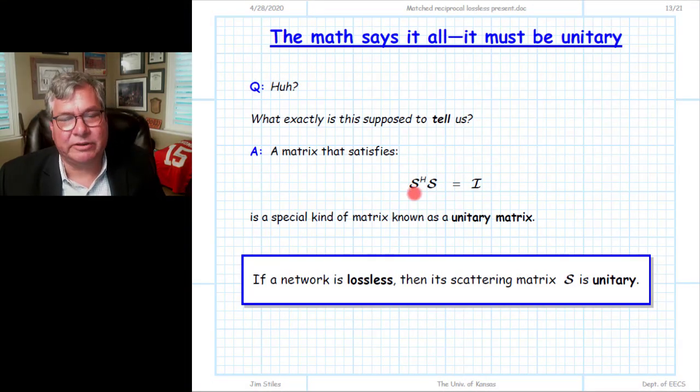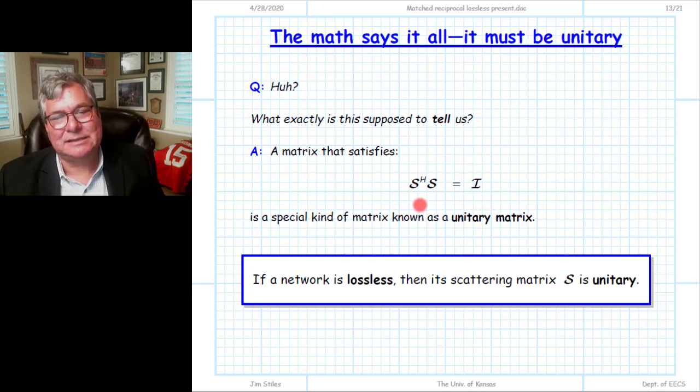Fortunately, a square matrix that has this property, where we can take its Hermitian transpose and multiply it by the matrix itself, and the result is an identity matrix, may seem esoteric and convoluted and not very useful, but it is a kind of matrix that shows up quite a bit mathematically. A square matrix that satisfies this equation is known as a unitary matrix. So we can state that if a multi-port device is lossless, then its scattering matrix will be unitary.